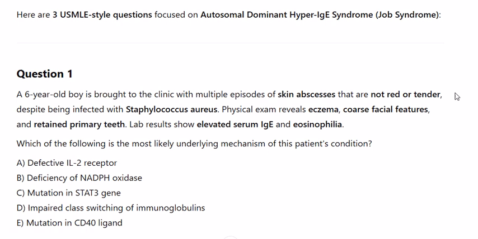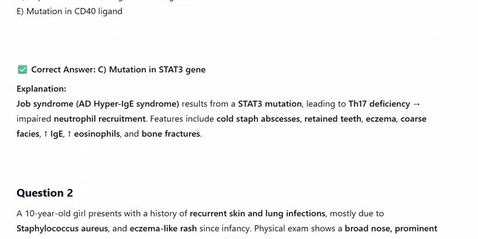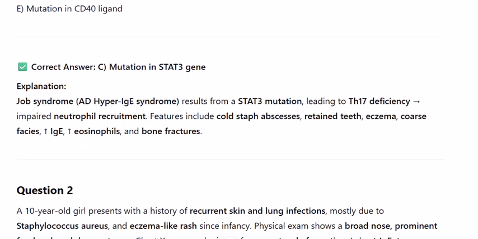Explanation: Job's hyper IgE syndrome results from a STAT3 mutation leading to Th17 deficiency and impaired neutrophil recruitment. Features include cold staph abscesses, retained teeth, eczema, coarse facies, high IgE, eosinophilia, and bone fractures.